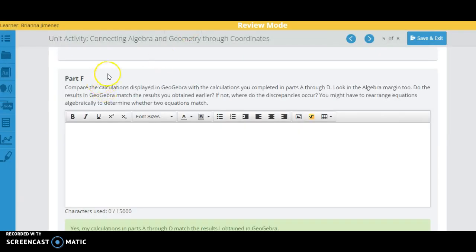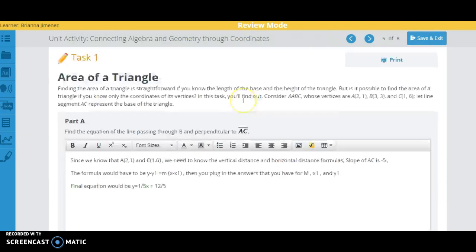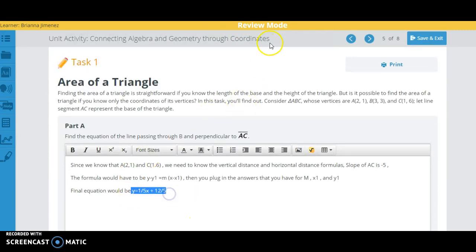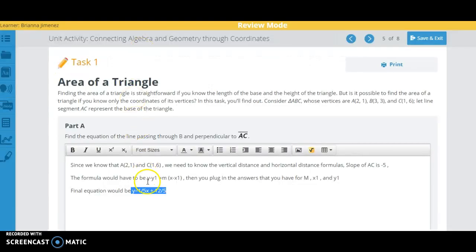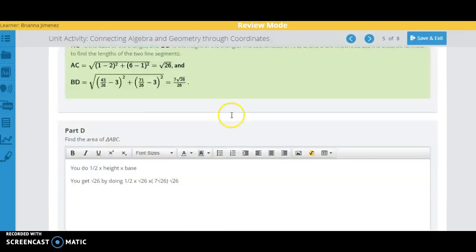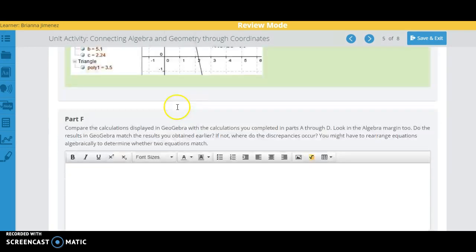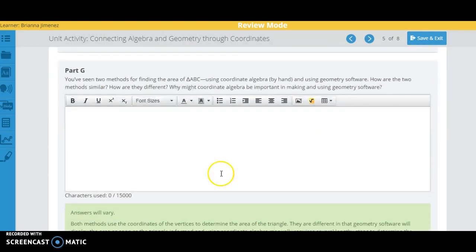So now it says compare the calculations in GeoGebra to the calculations you completed. So we will have to rearrange it, but you have the correct calculation right here. So, I'm sorry, the correct equation. So if we look right here, if we were to write this as a y equals equation, we would add x to both sides. So we would have 5y equals x plus 12. We'd divide by 5, and we'd have y equals 1/5 x plus 12/5. Which is exactly what you have here. So under here, you would say they're the same. And then now you can just answer this question on your own.